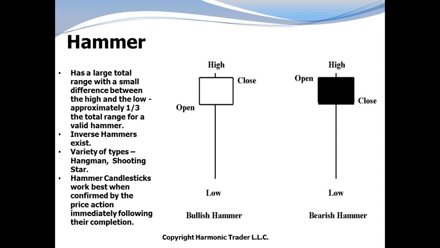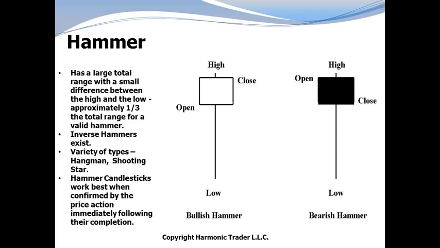A hammer is a unique type of candlestick that has a large total range with a small difference between the open and the close, approximately 1/3 the total range for a valid hammer. On this illustration, I show the normal version of a hammer, but inverse hammers exist. That is, the body of the candlestick is actually at the low of the price bar, not the high.